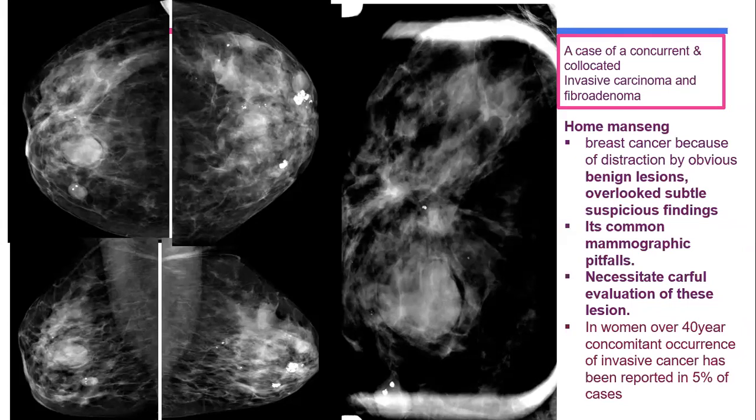So this necessitates careful evaluation of these lesions. If you have bilateral multiple lesions, you have to trace them all and evaluate them all. And in women over 40 years old, concomitant occurrence of invasive cancer with fibroadenoma has been reported in up to 5% of cases. We have to consider it, okay?